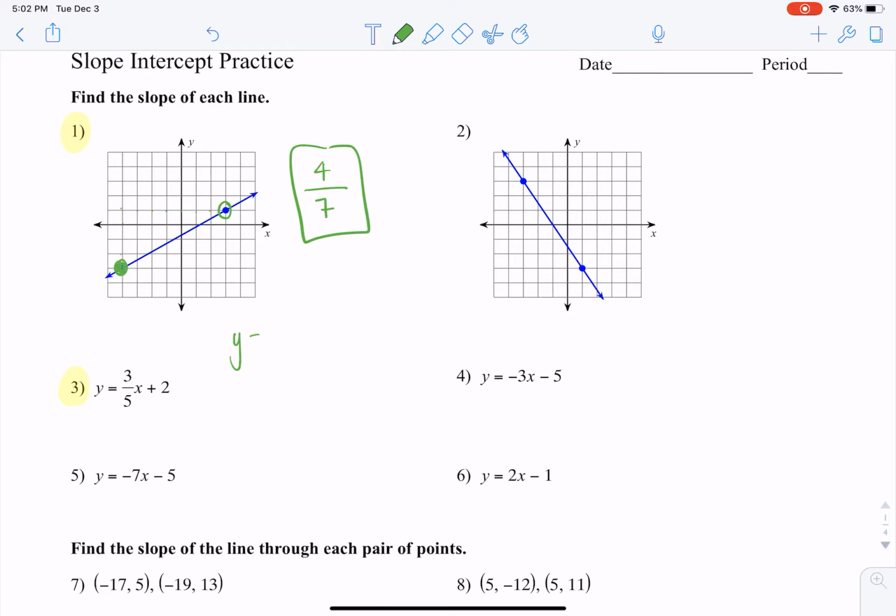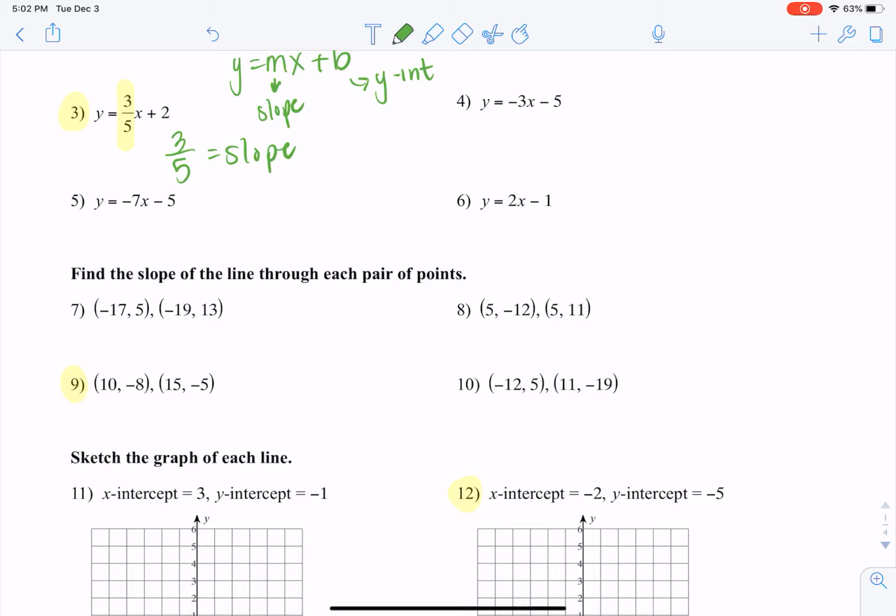Looking at number 3, it says find the slope of each line. This is in that y equals mx plus b form, where m is my slope and b is my y-intercept. So looking here, 3/5 is my m value, so 3/5 is the slope of that line.